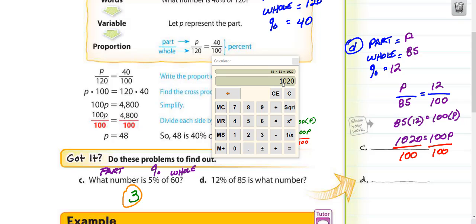And when you divide 1020 by 100, you're moving the decimal place over twice, which means you get 10.2. So we know that 10.2 is the value of P. 10.2 is our answer for that one. That should have been your answer. So if you need to, pause the video. If you didn't get 10.2, pause the video, check your work so that you feel confident moving forward, because we're now going to go to the next section. What happens if you have to find the whole?